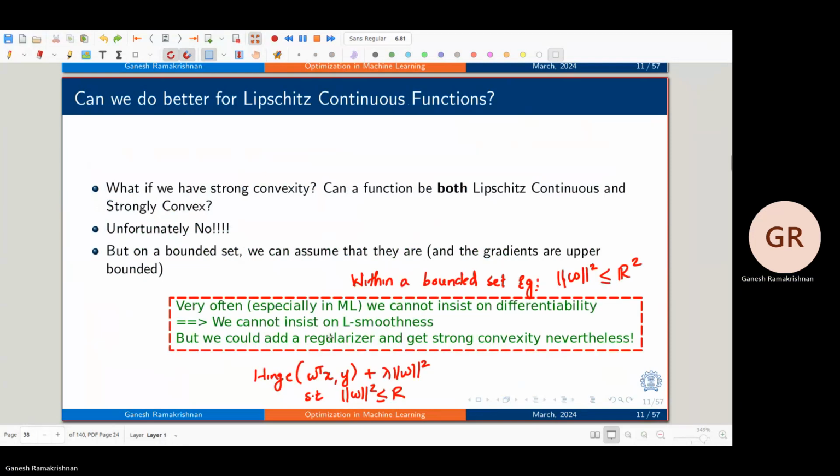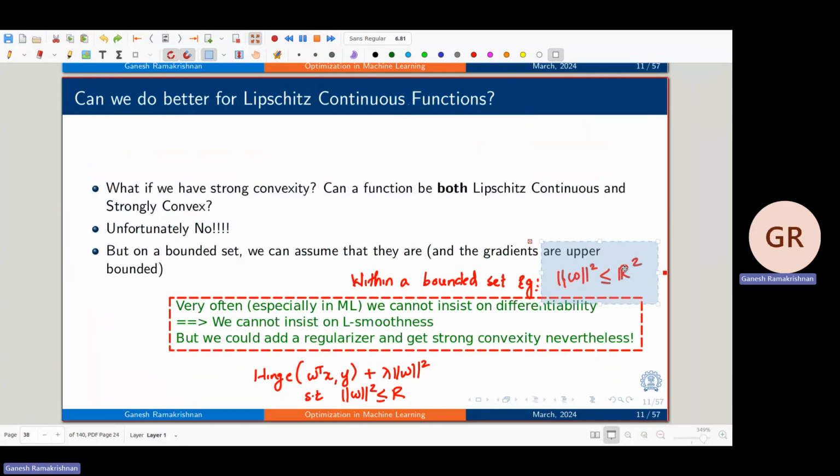So within a bounded set, for example, norm w squared less than or equal to R squared, we saw that under that. Otherwise, if you just take a quadratic expression, it may not be Lipschitz continuous. Your hinge loss may be Lipschitz continuous, but not the quadratic term. So just because you slap on a strongly convex term doesn't mean Lipschitz continuity is preserved. Okay, so we have to be a little careful.